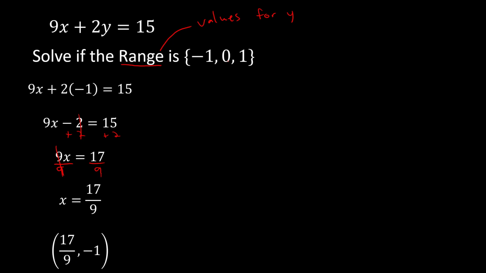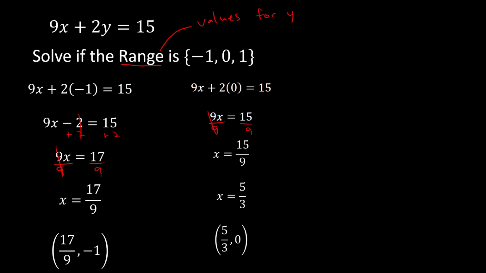And now we do the same thing with the 0, and then do the same thing with a 1. Plug a 0 in for y. We have 9x plus 2 times 0 equals 15. And then 2 times 0 is just 0. So we have 9x equals 15. And then solve for x by dividing both sides by 9. And we have x equals 15 over 9, which can reduce, and you get 5/3. So my solution for that one would be x is 5/3, y was 0. So that would be your ordered pair, 5/3, comma, 0.